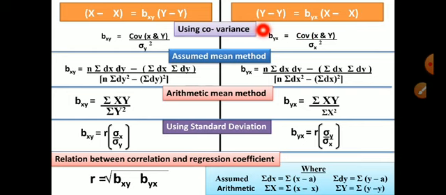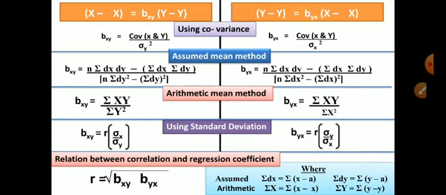One, the first one, using covariance. See here, whenever we are calculating bxy, bxy is equal to covariance between x and y divided by, since we are finding x on y, only the y part in the denominator, that is the variance, standard deviation square of y, rho y square. Similarly, byx is covariance of xy divided by rho x square. This is the formula.